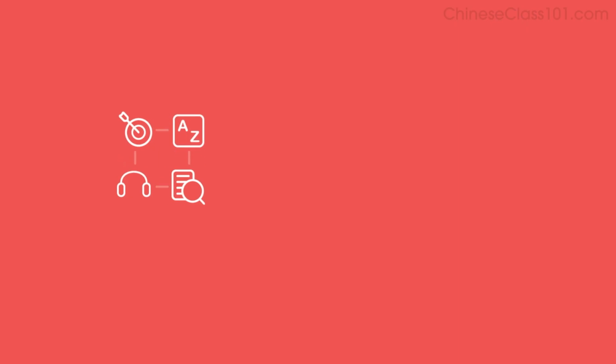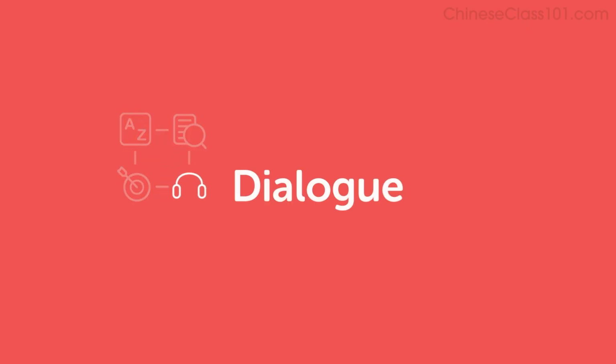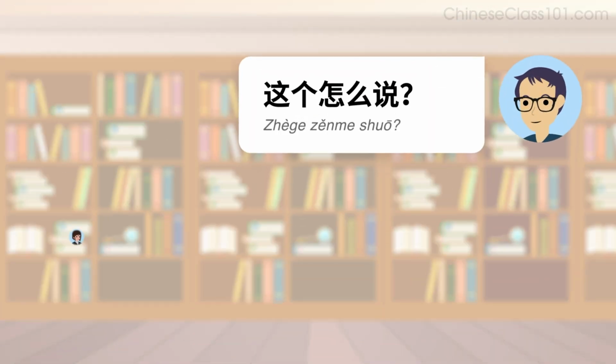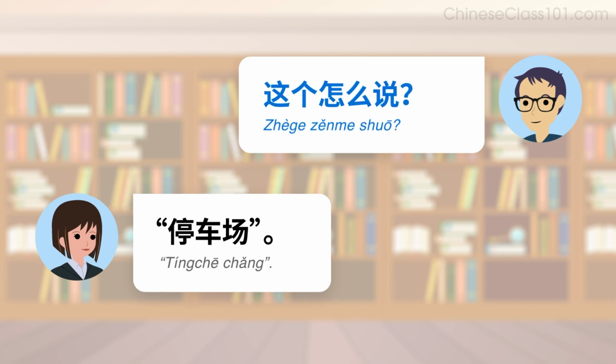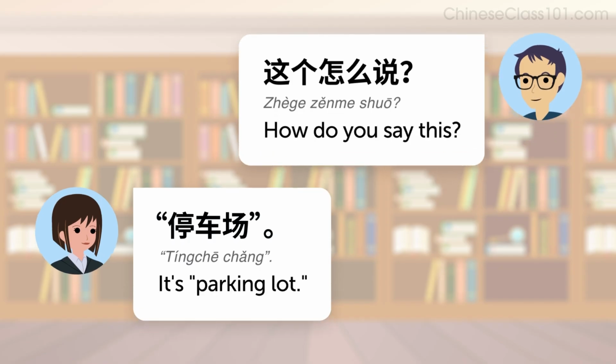Now, let's take a look at some conversational phrases. Listen to the dialogue. 这个怎么说？ 停车场。 Once more with the English translation. 这个怎么说？ How do you say this? 停车场， It's parking lot.